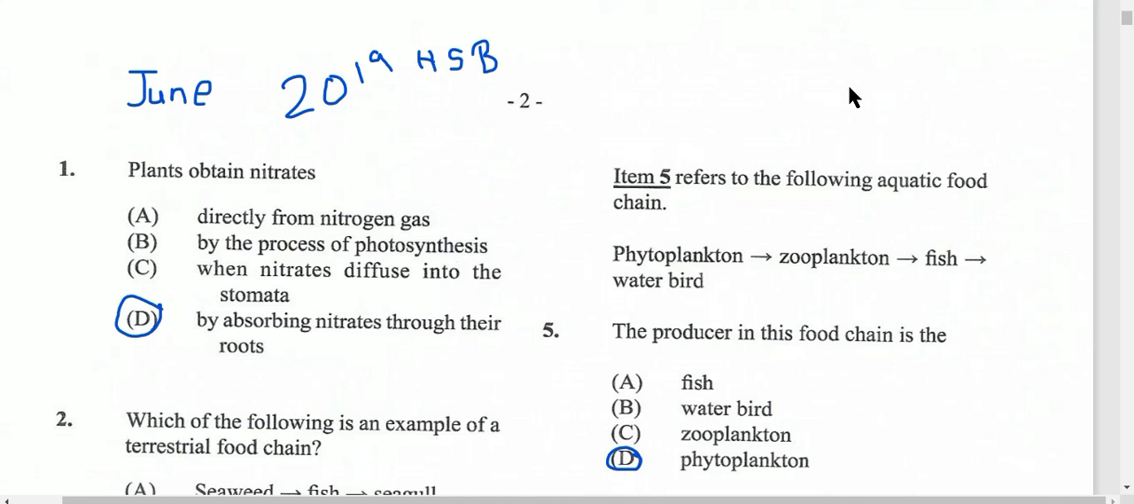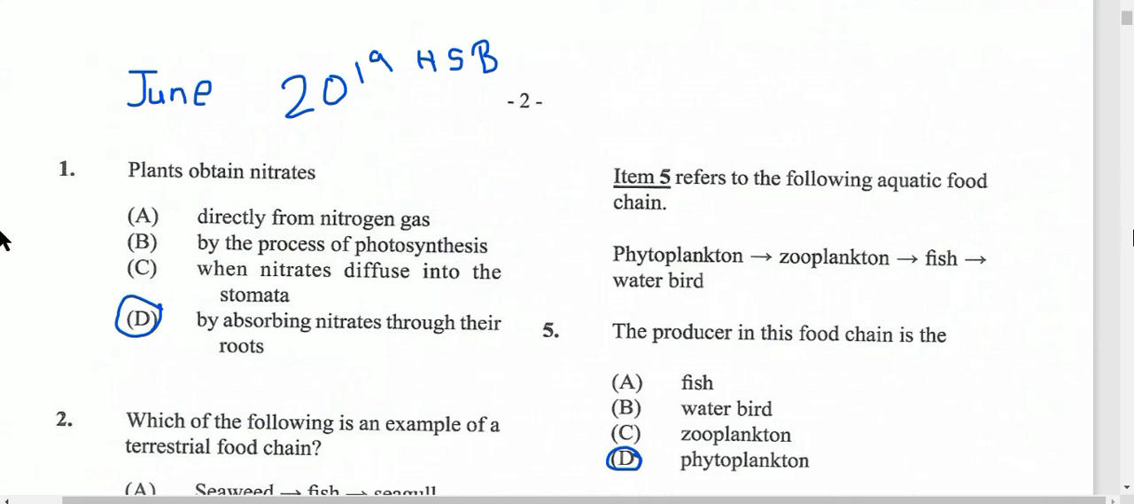Let's hop right into the multiple choice paper. Question number 1. Plants obtain nitrates, and we selected D, by absorbing nitrate through their roots. Of course, nitrate is going to go through the root, definitely not through the leaf as would have been carbon dioxide or oxygen. So nitrate going through the root of a plant, that's going to be D for question number 1.